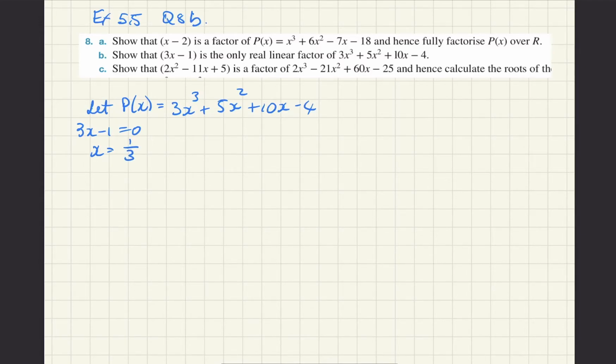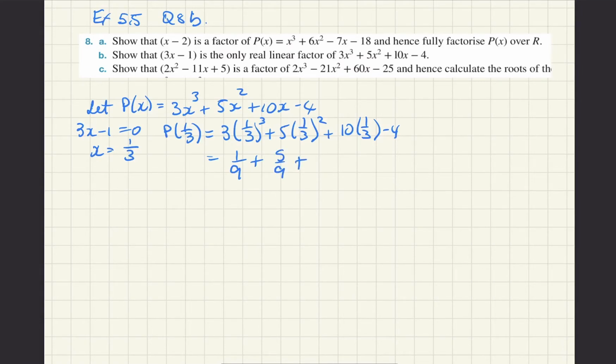It means if it's a factor, then p at a third should equal 0. There's no remainder. So it's a third cubed plus 5 times a third squared plus 10 times a third minus 4. That will give me 1 over 9 plus 5 over 9 plus 10 over 3 minus 4, and that equals 0. Therefore 3x minus 1 is a factor.